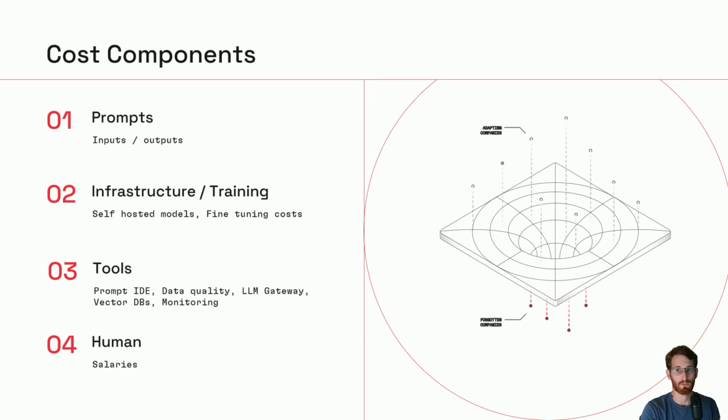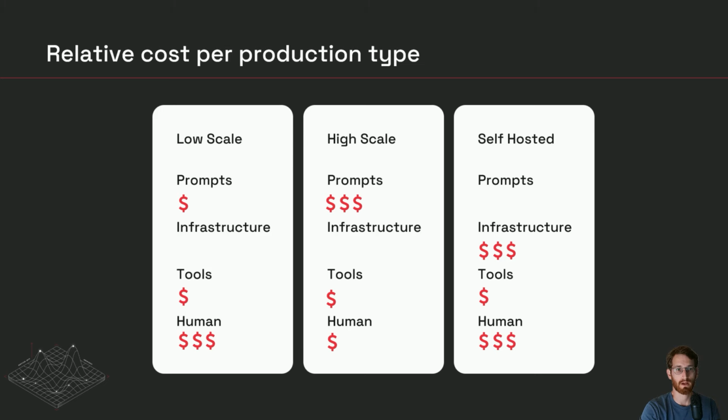Now, I want to break down these components into their respective use cases in production. The following diagram kind of shows the different production types. So when you're starting out, you're probably using GPT-4 and you're running at a low scale. Later down the line, you're going to want to increase that scale. And there's also always the option of self-hosted models. Now I put a dollar sign to kind of give you the relative cost. Each one of them is per the scenario.